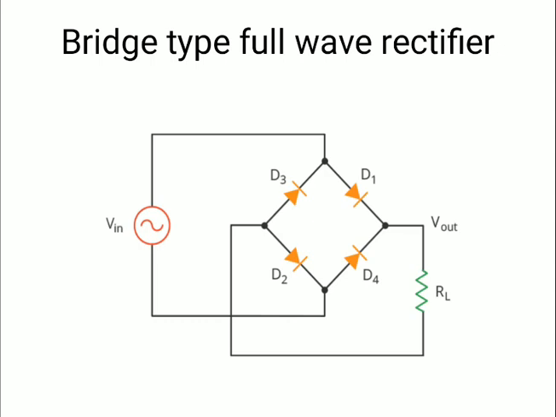Let us see what will happen during the positive half cycle. During the positive half cycle, the upper one is positive and the lower one is negative. The positive is connected to the anode of D1 and to the cathode of D3. So D1 is in forward bias and D3 is in reverse bias. Similarly, the below point is connected to the negative terminal, which is connected to the cathode of D2 and the anode of D4. That means D1 and D2 are in forward bias and D3 and D4 are in reverse bias.